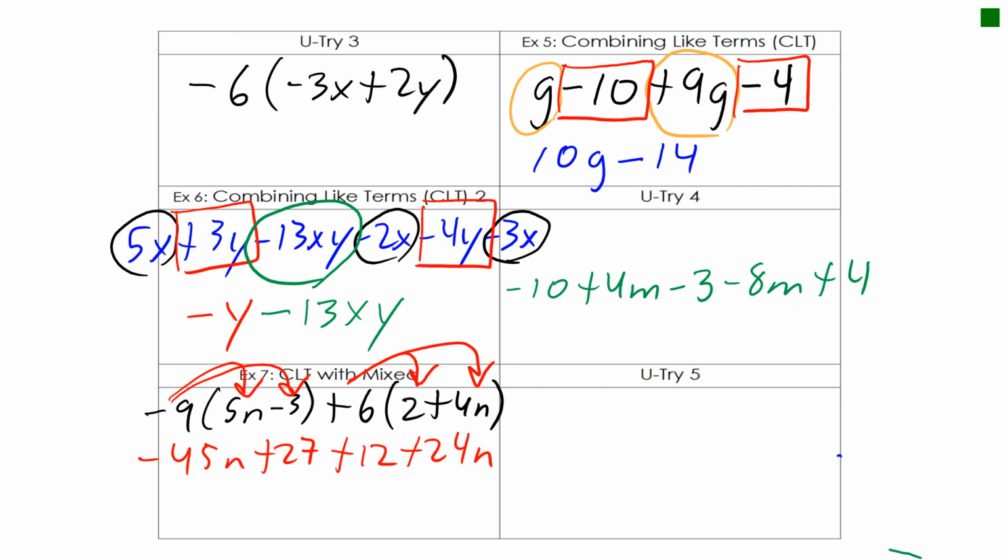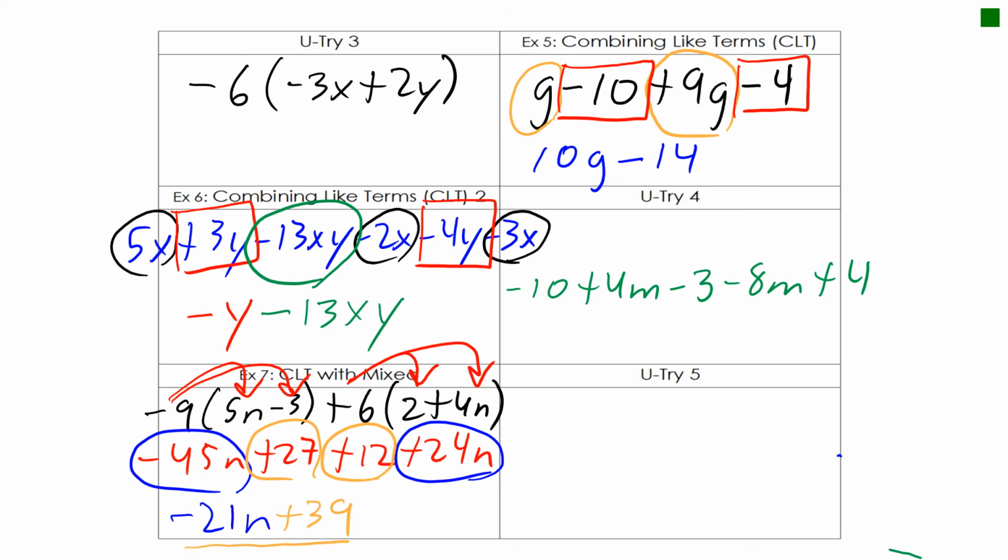Now I'm going to combine like terms. Let's see. I've got a -45n and a positive 24n. What does that add up to? -21n. And I've got a positive 27 and a positive 12. That adds up to positive 39. Can I add these two terms together? I cannot. They are not like terms.